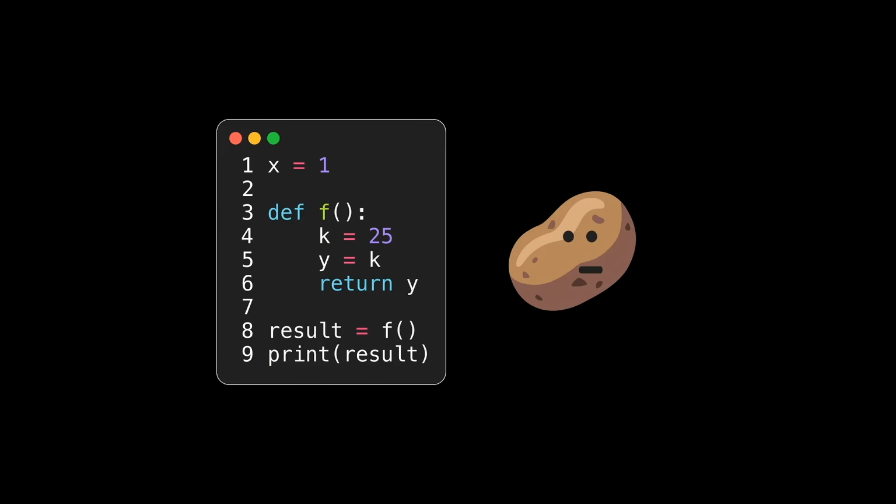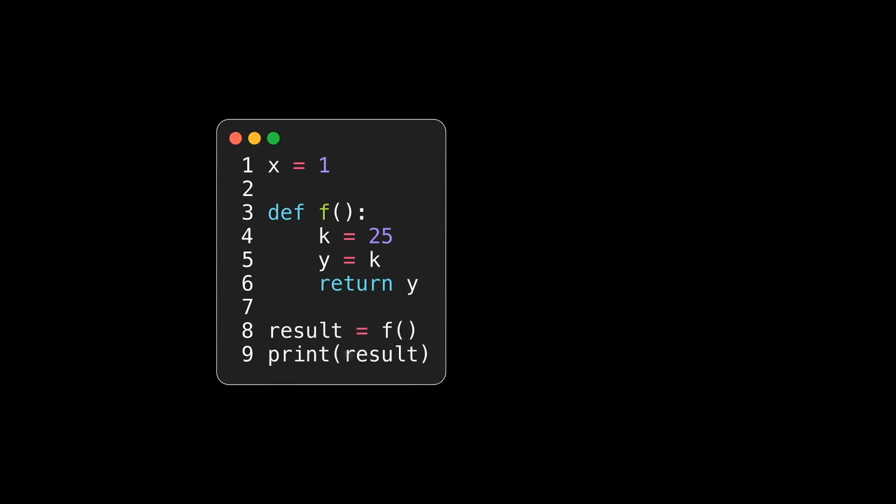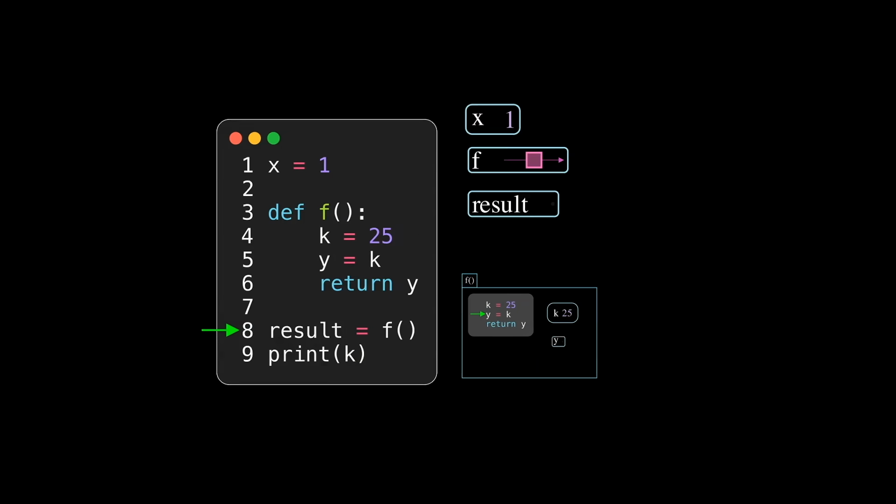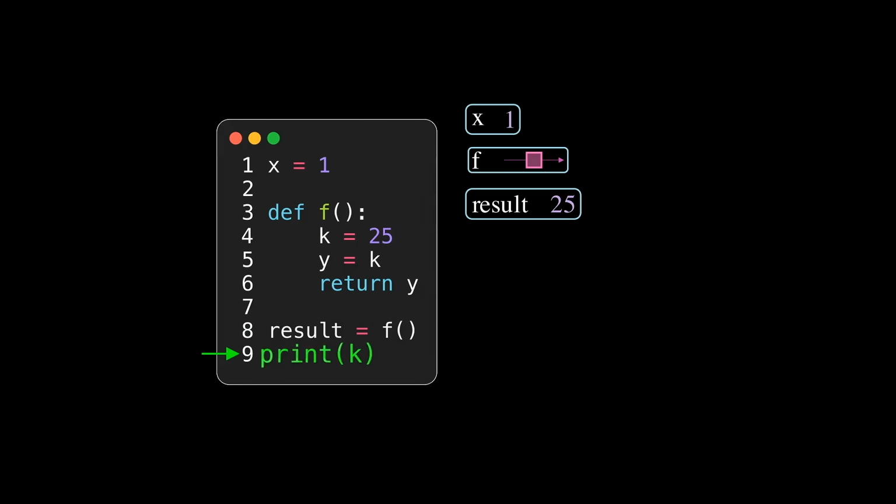Local scope has access to global scope, but the other way around is not true. Once again, let me modify the code. On line number 9, rather than print result, I print k, which is defined only within a function. What happens? The program tries to print k, but there's no k anywhere to be seen in the global scope. Well, there was a k when the function was executing, but it vanished alongside the sandbox. So this program actually gives you an error.